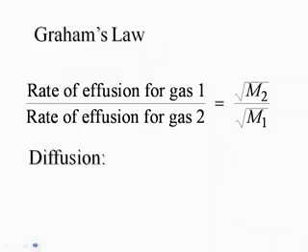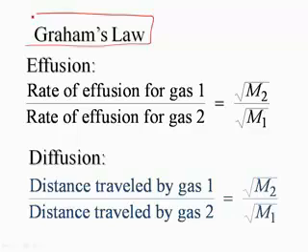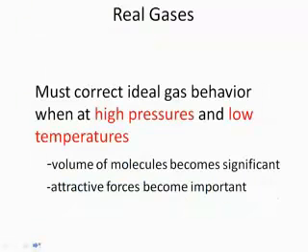And then we have a similar thing for diffusion, where the distance traveled by a gas, that ratio of their distances traveled, is again inversely proportional to the square root of their molecular masses. This is a really useful relationship, and so we're actually going to do some sample calculations with this.